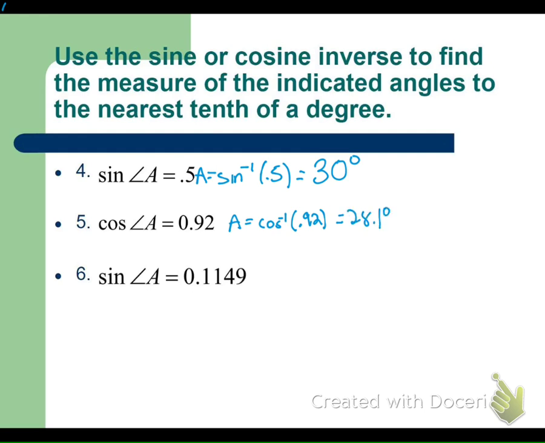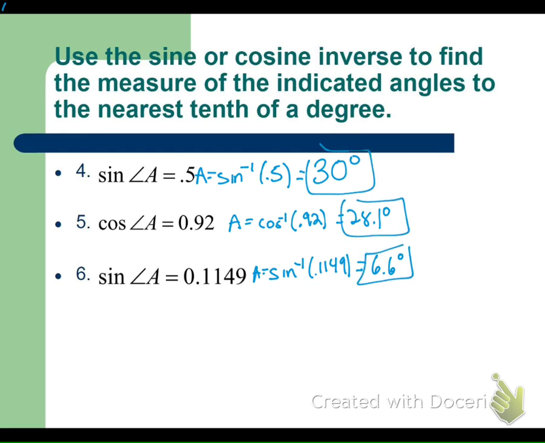There we go. And then our last one is sine again, so we're applying that sine inverse. So A equals sine inverse of 0.1149. And what do you get? Thank you. That's how you said? 6.6. Okay. Degrees. And that is the end of today's lesson.